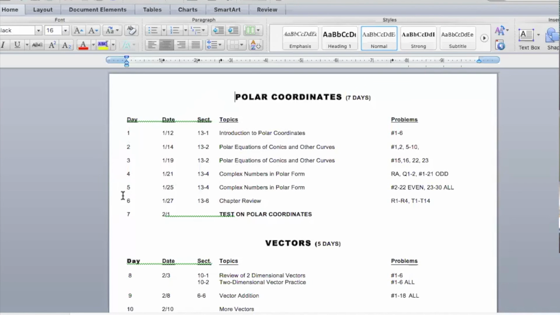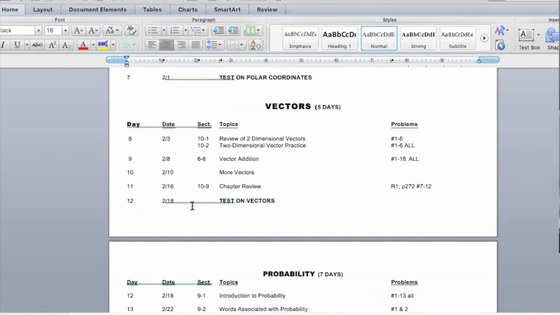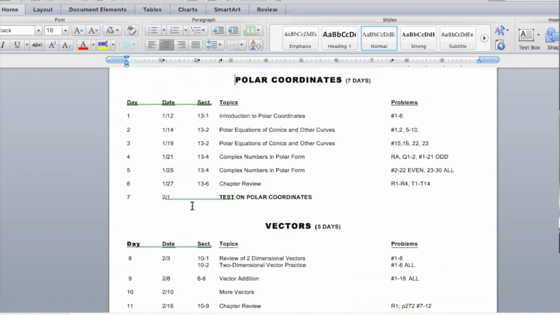So we have a couple of days now to continue to go over this until the test on polar coordinates, which will be on February 1st. At least that's my plan for the moment. There are some things in here that may change as we go along.